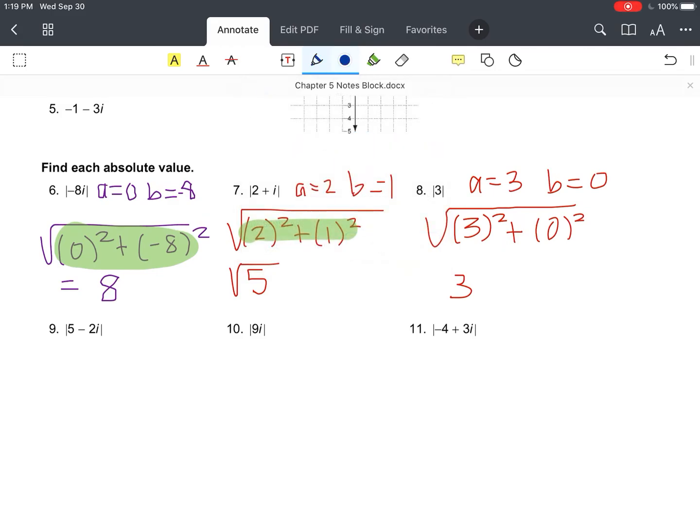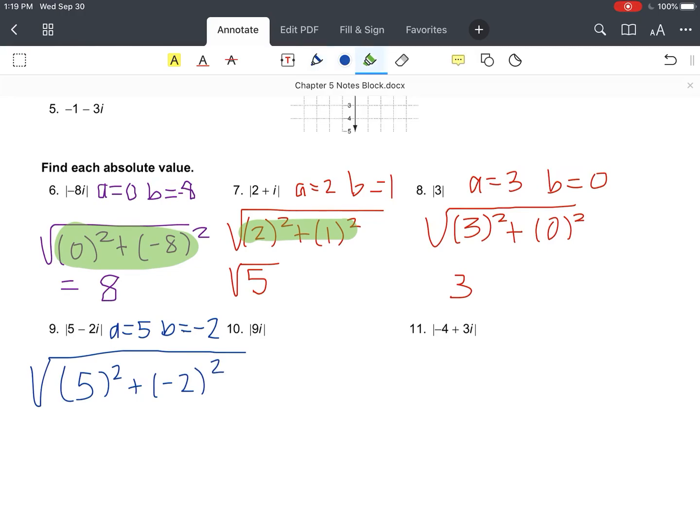We'll try one more together, and then you'll be on your own for the last 2. So for number 9, my a is 5 and my b is negative 2. My imaginary part has a negative 2. So underneath my square root, I'm going to have 5 squared plus negative 2 squared.